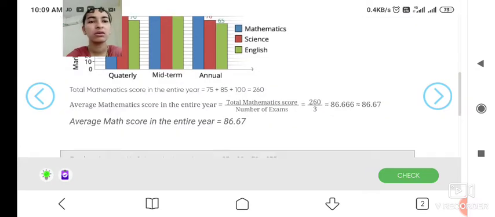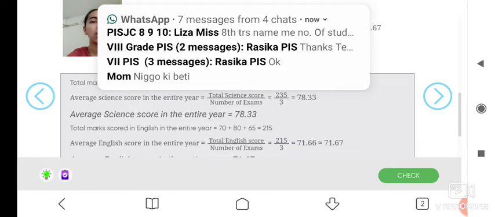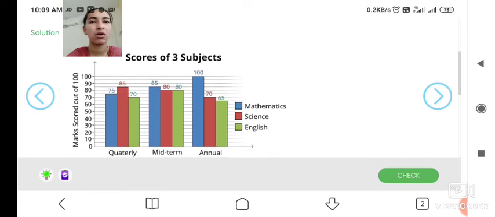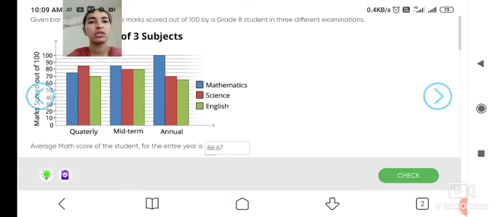Now for science it is 78.33 and for English it is 71.67. Now look at the above. We can say that English has the lowest average. So the answer is English, and the average math score is 86.67. Okay, understand how to read the bar graph.